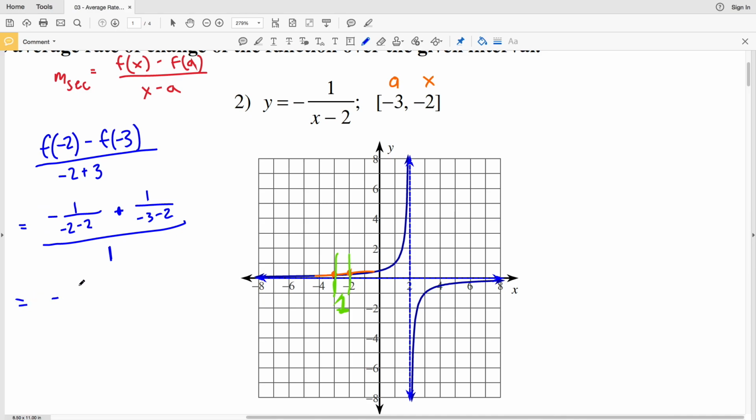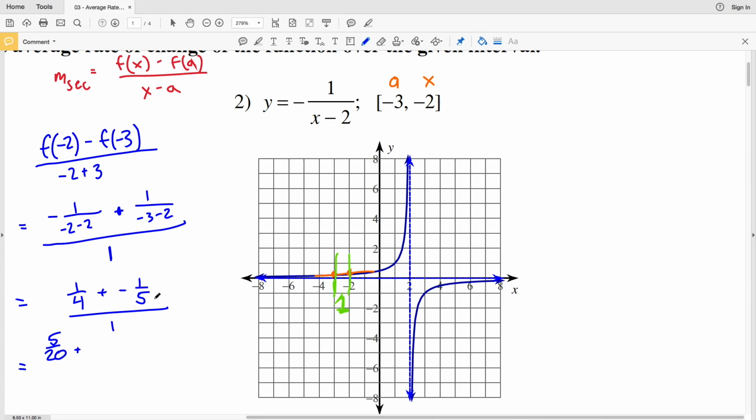Simplifying, we have negative 1 over negative 2 minus 2 is a negative 4, and a negative over a negative is a positive. So I'll have positive 1/4 plus 1 over negative 3 minus 2 is 1 over negative 5, which is negative 1/5. And again, that's still all over 1 for our slope. Putting these in like terms, 4 and 5 have a common denominator, or a least common multiple, of 20. So to get from 4 to 20, we're multiplying by 5. So 1/4 we will write as 5/20.